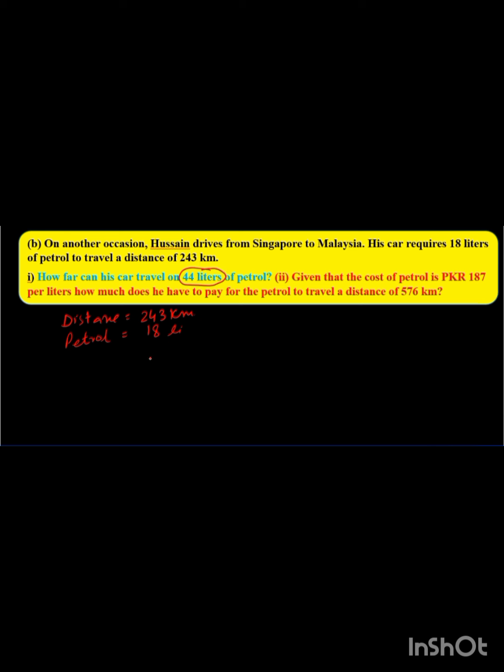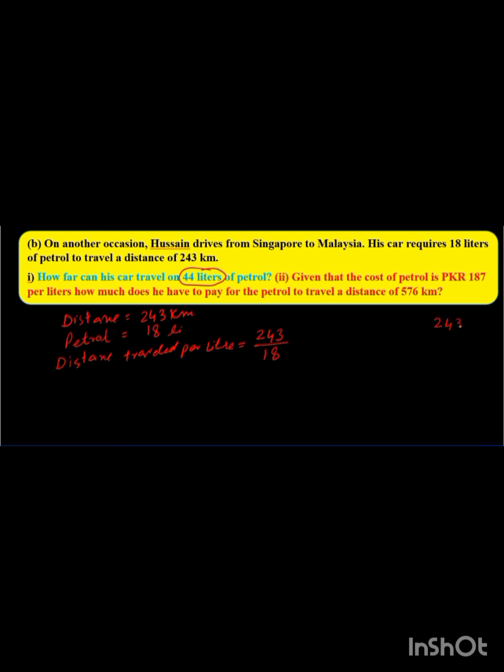So first we have to find how much distance he traveled in 1 liter. You can write here distance traveled per liter. So what is the total distance? That is 243. And what is the total petrol he used? 18. So we will divide distance by the petrol, that is 243 divided by 18.